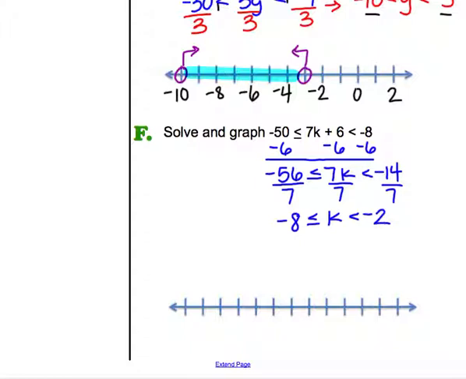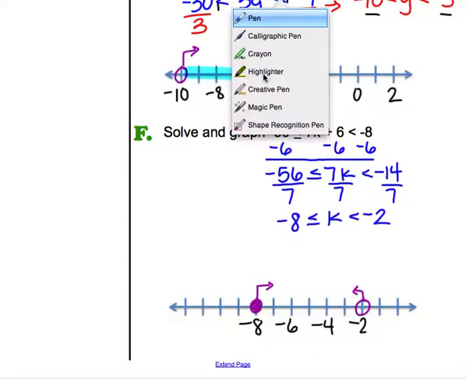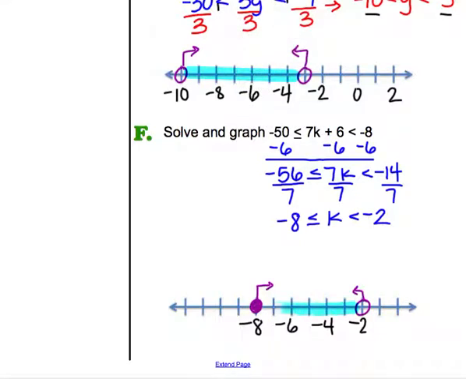So now when I number my number line, I see I have to go from negative 8 to negative 2. So I'm going to put negative 2 here, which would mean that this would be negative 4, negative 6, negative 8. And I see when I look here, I've got a closed circle at negative 8. But I've got an open circle at negative 2, and k is bigger than or equal to negative 8, but it is smaller than negative 2. So then I can go ahead and shade in between because that's what is covered by both of them.